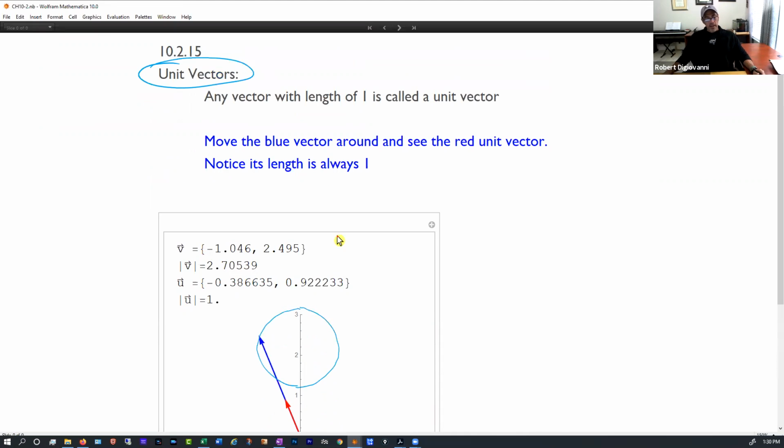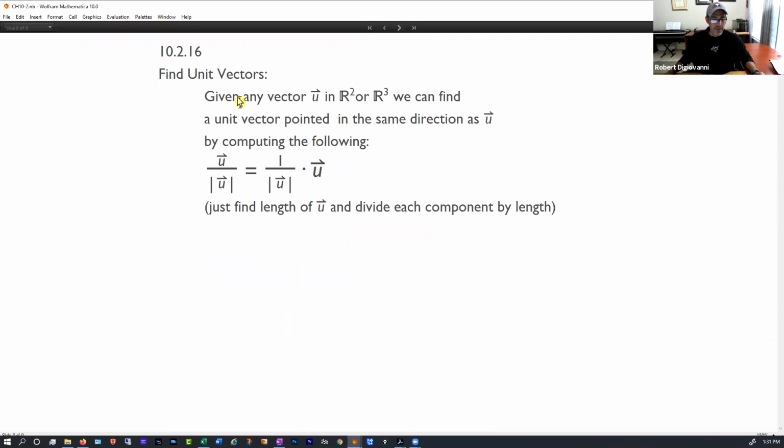So no matter what, if someone hands you a vector, you should always be able to find that unit vector that points in the same direction. And to do it, we need some mechanical way of finding it. And we have a formula for it. So here's the formula for it. Given any vector u in either 2 or 3-dimensional space, we can always find the unit vector that points in the same direction as u by computing the following.